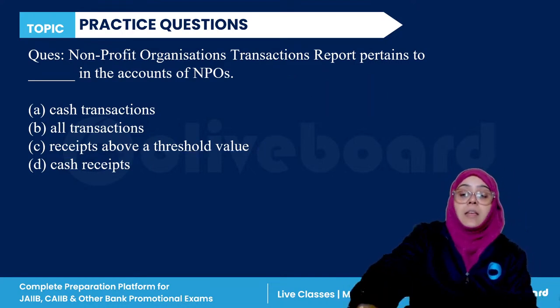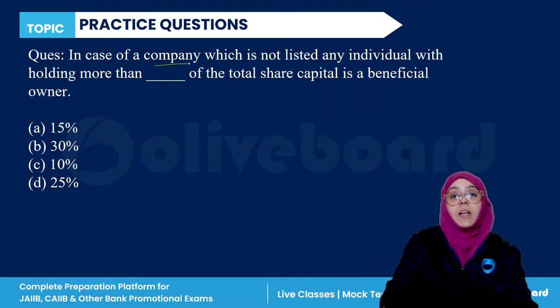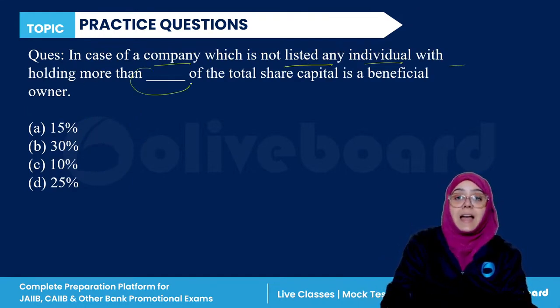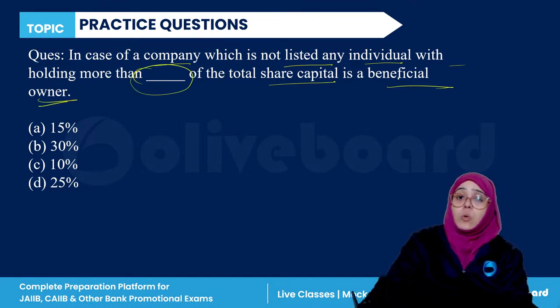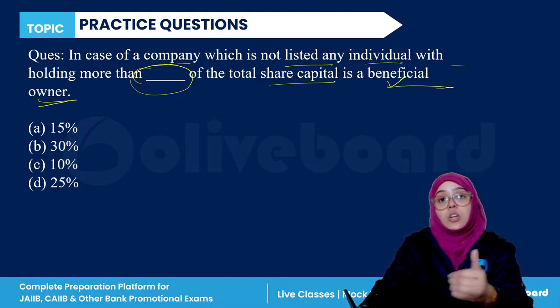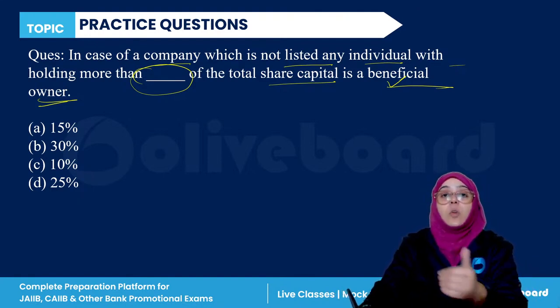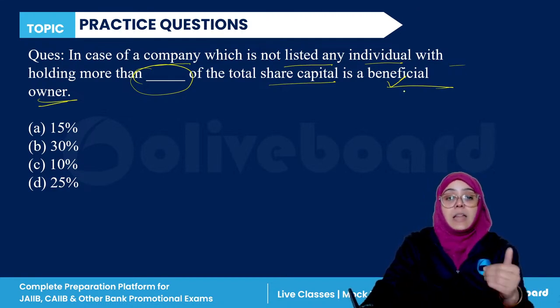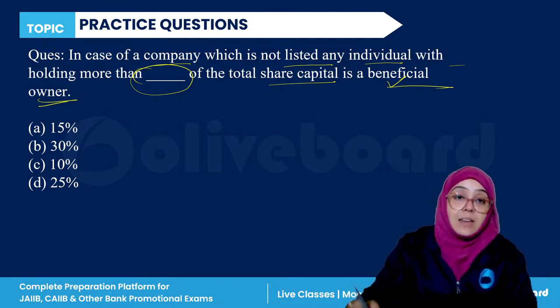Right? Next question is, in case of a company which is not listed, any individual holding more than dash of the total share capital is a beneficial owner. So I have told you that beneficial owner KYC is also compulsory. So who is a beneficial owner? I have explained in detail. So you have to tell me, if it is a company which is not listed, holding more than dash of the total share capital makes one a beneficial owner of that company: 15, 30, 10, or 25% in case of a company.